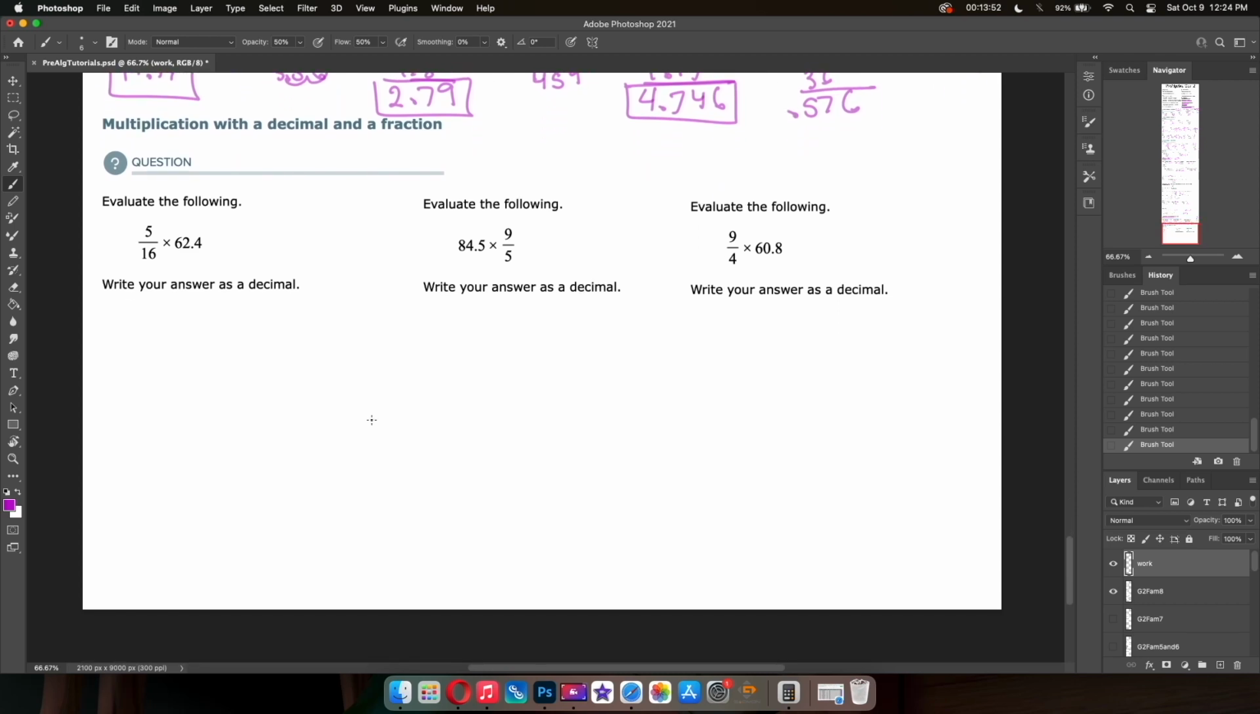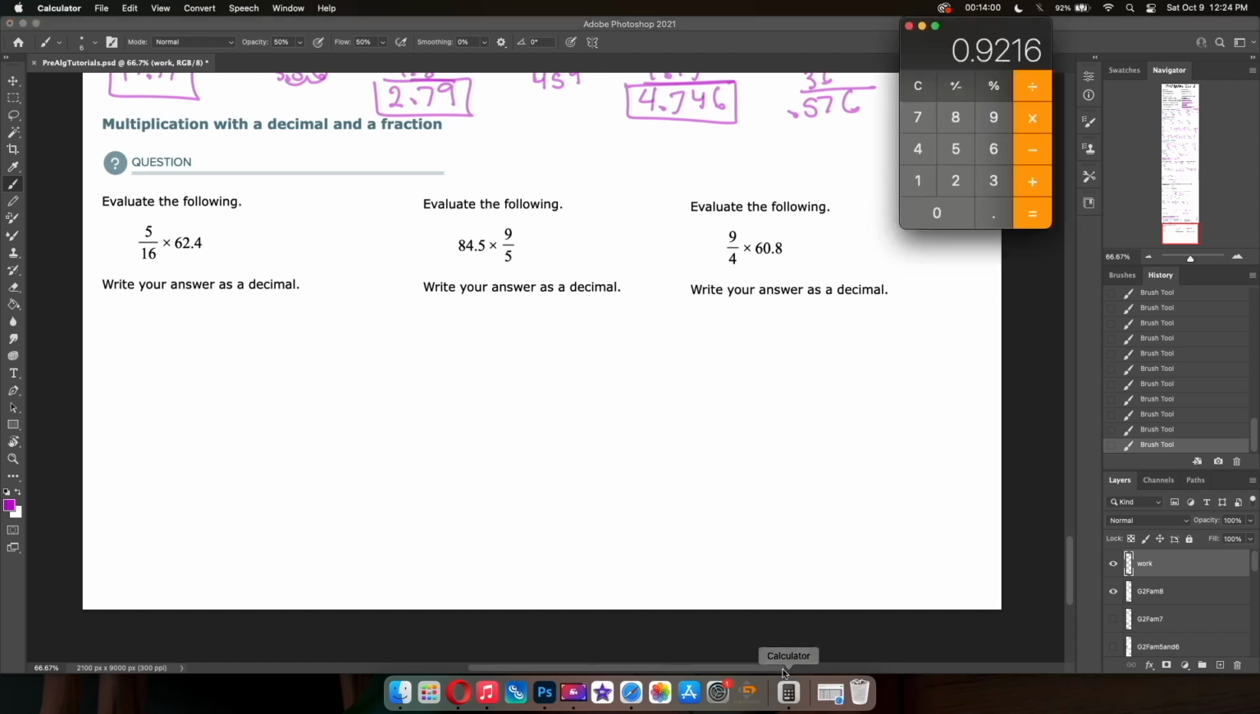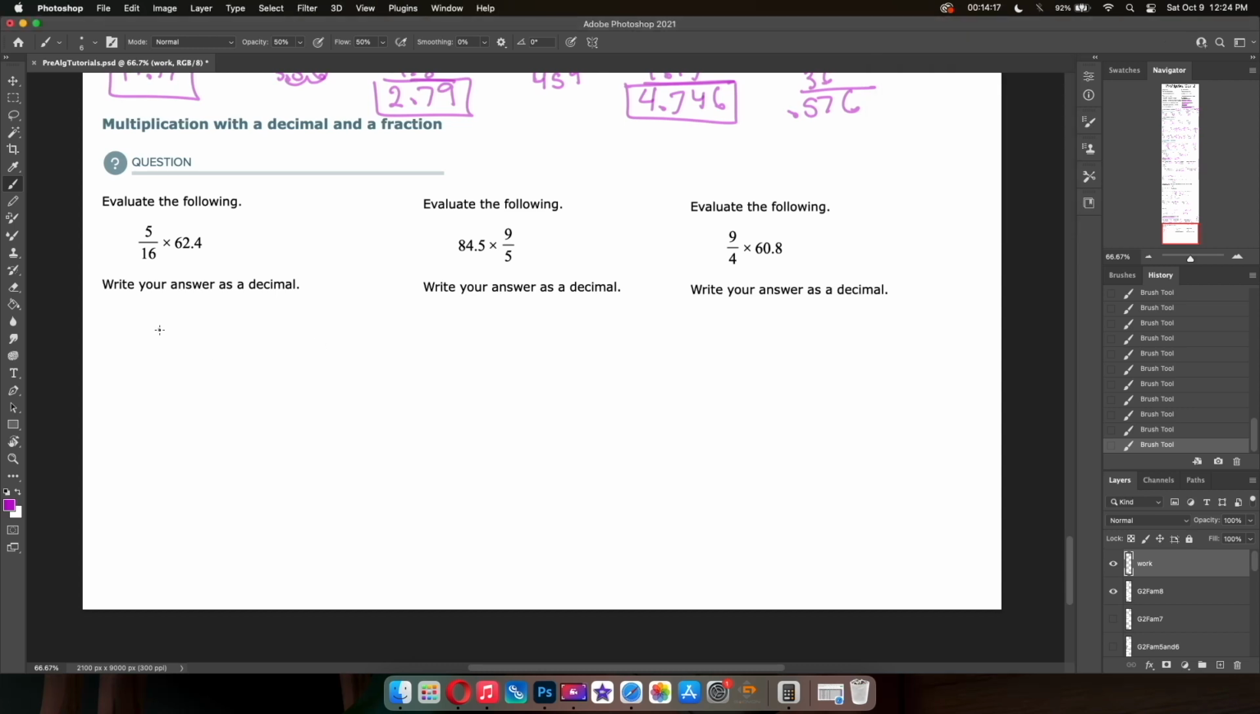Multiplication with a decimal and a fraction. Universe, that's just mean. Why would you do that to me? Okay, so I'm going to be honest, I'm going to straight up cheat at this point. This is the last topic I have for the goal. So 5 divided by 16 equals, and now I'm going to multiply it by 62.4 equals 19.5. Thank you, universe.